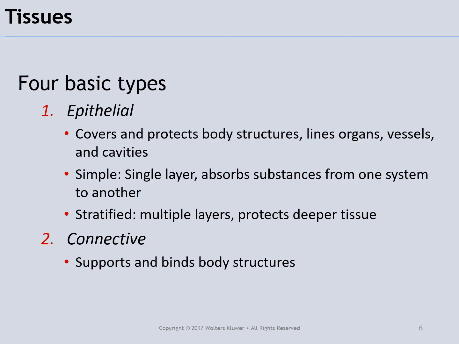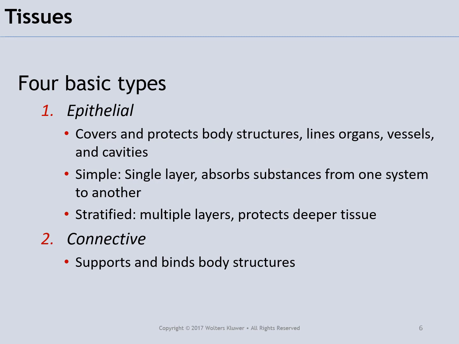Now, moving on from cells to tissues, if we get a bunch of the same type of cells together, that forms a tissue. There are 4 basic types of tissues in the body. I would absolutely know these 4 for the quiz. The first type is epithelial tissue.